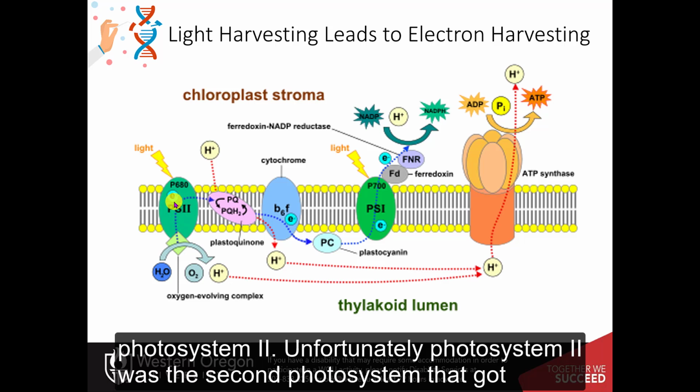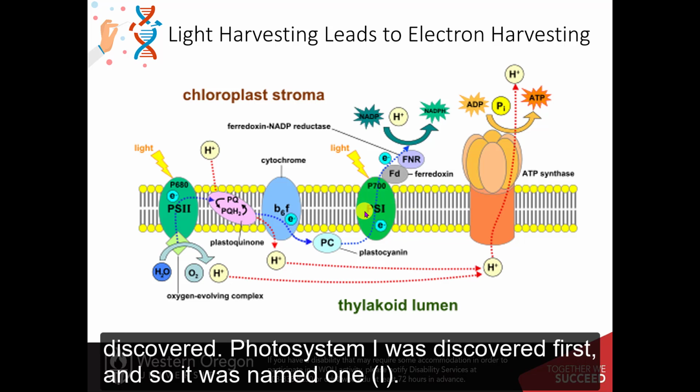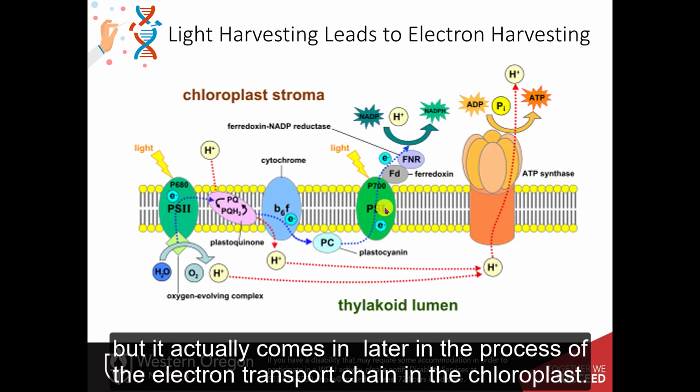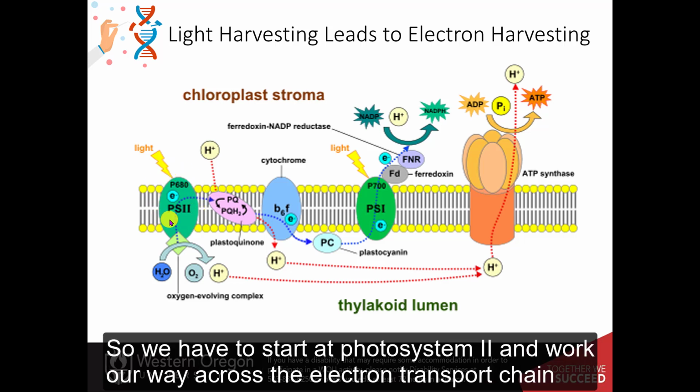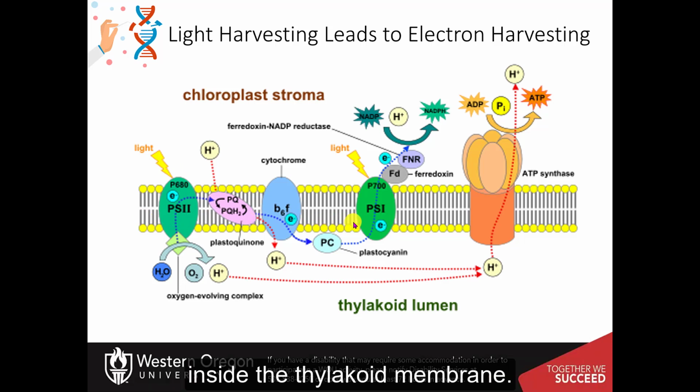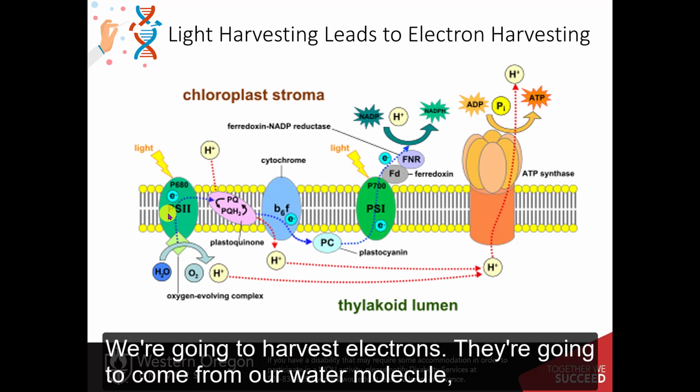Unfortunately, photosystem 2 was the second photosystem that got discovered. Photosystem 1 was discovered first, and so it was named 1, but it actually comes in later in the process of the electron transport chain in the chloroplast. So we have to start at photosystem 2 and work our way across the electron transport chain inside the thylakoid membrane. We're going to harvest electrons.